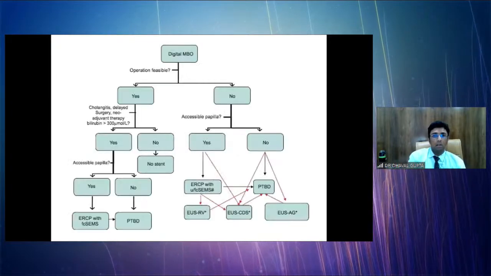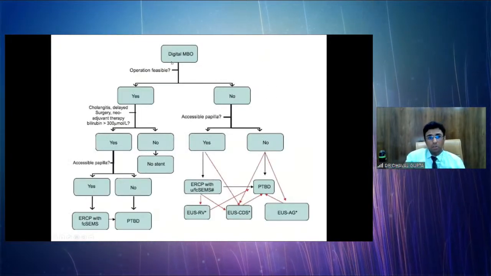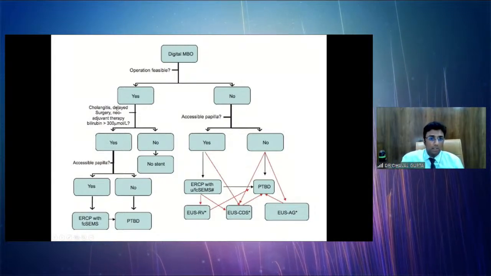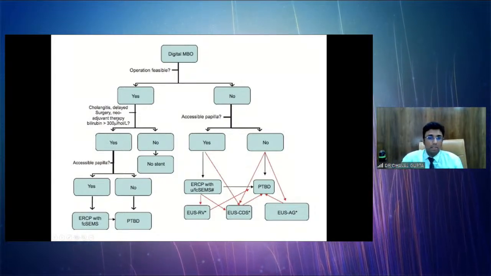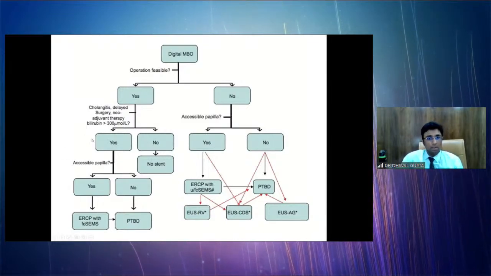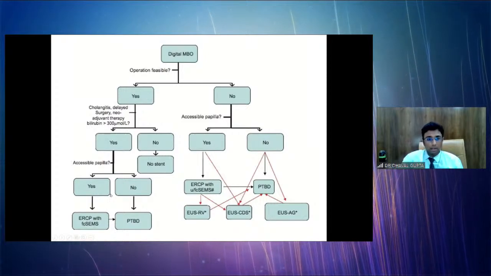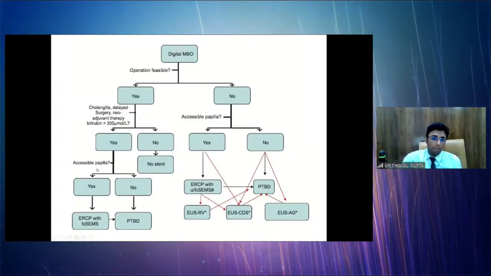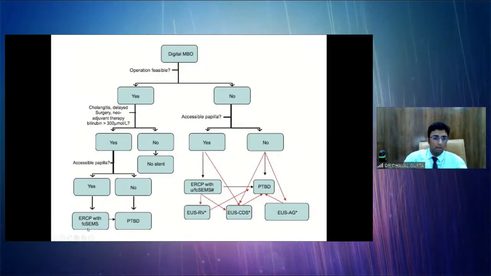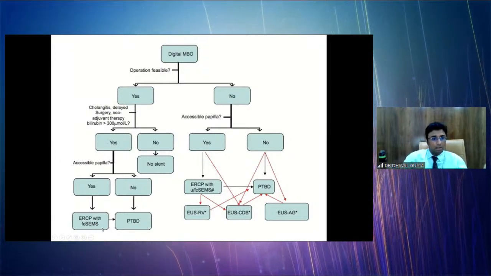So to summarize, if there is a distal malignant biliary obstruction, if it is resectable, yes. If there is cholangitis or delay in surgery, if neoadjuvant therapies are planned, or if bilirubin is more than 17.5 milligrams, yes, then we should drain it. And if the papilla is accessible, then we should directly go with ERCP and SEMS placement.